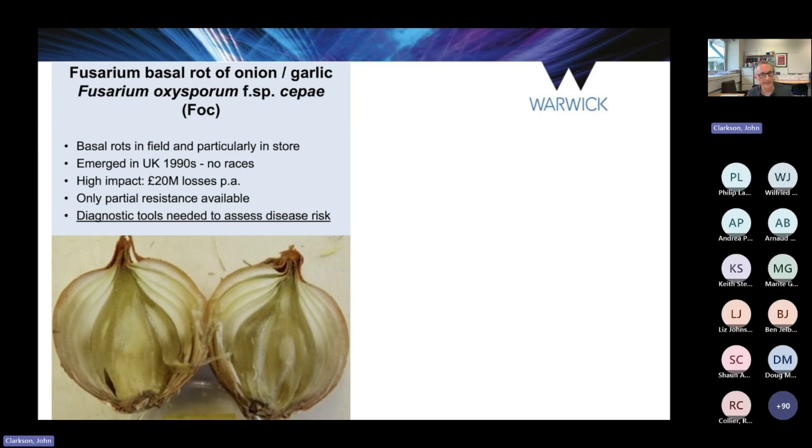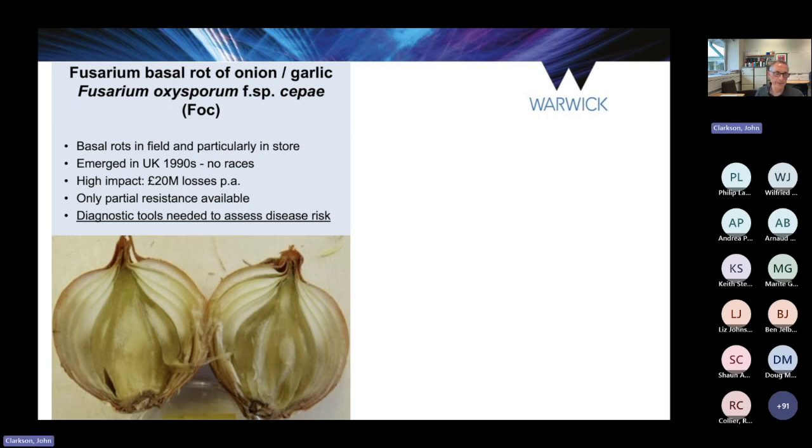And in the UK, at least, it wasn't really common or widespread before it was first identified, we think around the 1990s, so even before my time. But since then, it's definitely emerged to produce increasing problems in onions. So now it has a pretty high impact, with losses estimated around £20 million per annum.